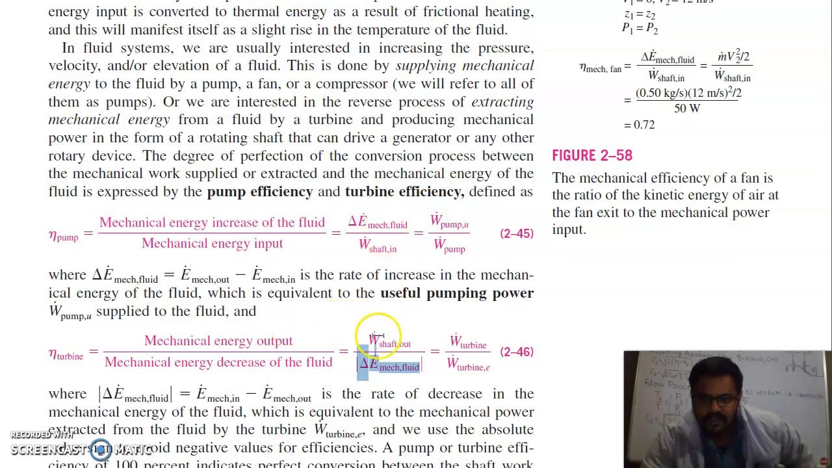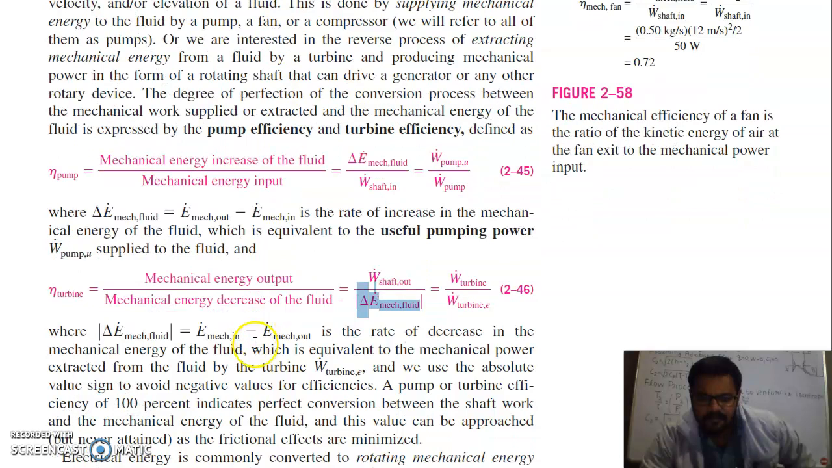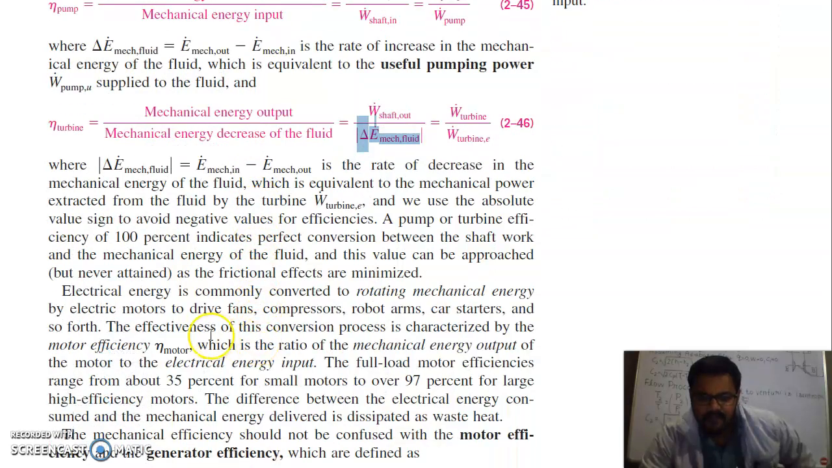So these two, pump and turbine, both work in opposite ways. In a pump, the energy is transferred to the fluid, while in a turbine, the energy is taken from the fluid, which means the fluid energy will decrease and you have the shaft output here. So these efficiencies are used to find the efficiency of power plants, hydraulic power plants. The mechanical efficiency should not be confused with the motor efficiency and generator efficiency. So there is also one more efficiency, that is the electrical efficiency.